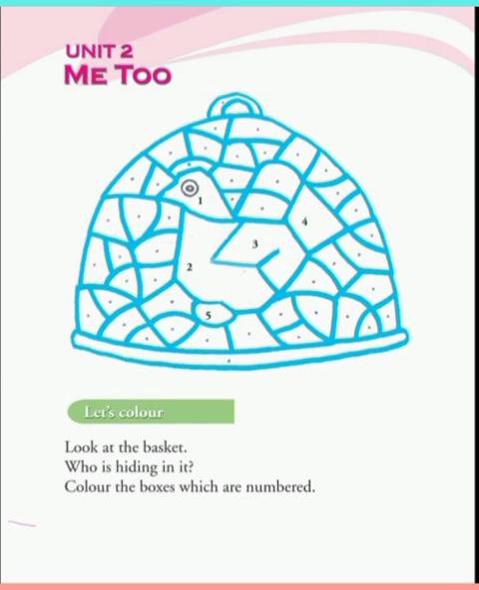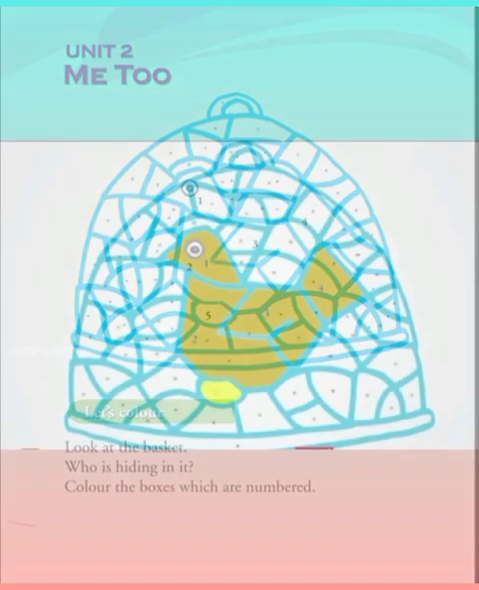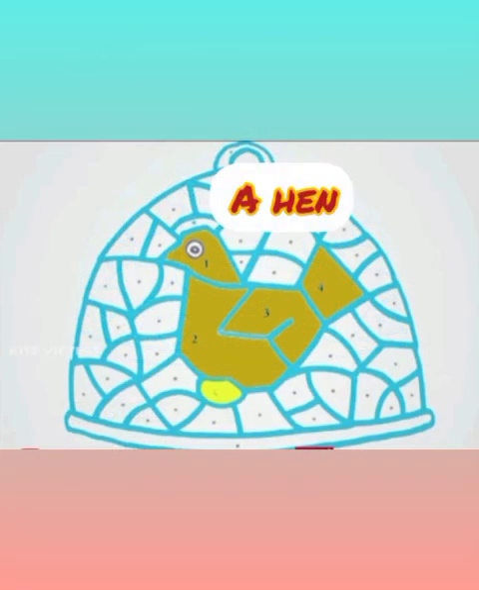Have a look at this picture. It's from our textbook. Let's color. First, all of you look at the blue basket. Then identify who is hiding it. Yes, somebody is hiding in the blue basket. First, color the boxes which are numbered. Yes, we will get a picture like this. It is a hen.